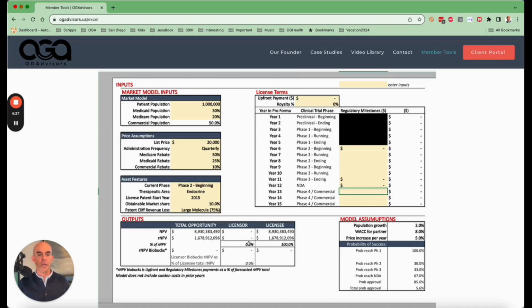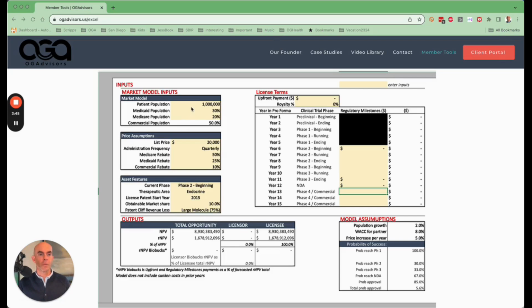The model is what's known as a risk-adjusted NPV model, meaning that we take the overall opportunity, which is calculated as the value of the discounted cash flows, or the net present value of the entire cash flows on an annual basis, and multiply by the chances of success of the molecule. So for example, a preclinical molecule has about a 5% chance of making it to commercial. And so we'll take the entire opportunity and multiply it by 5% to get to the risk-adjusted NPV.